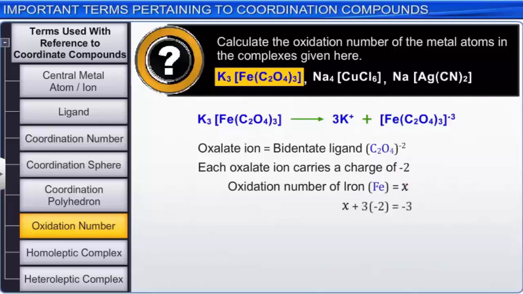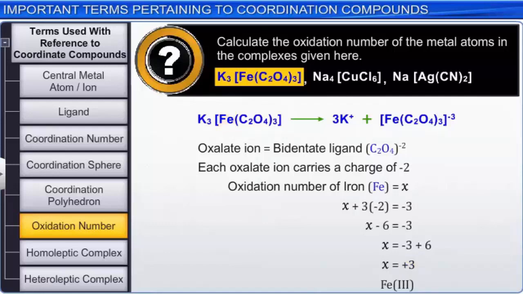The net charge is what? -3. X minus 6 is equal to -3. So the -6, when it goes to the other side, becomes +6. So X, the difference between -3 and 6 is +3. So the charge or the oxidation number of the central metal ion Fe is 3+. Fe is what? 3+. So the next example is sodium hexachloride cuprate.